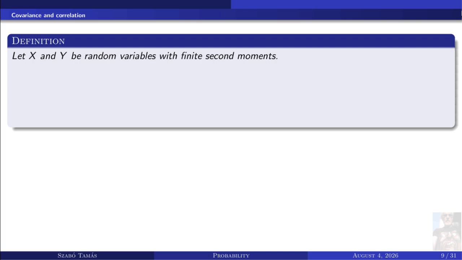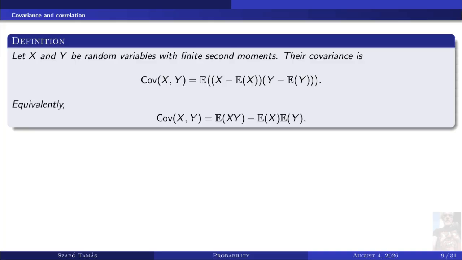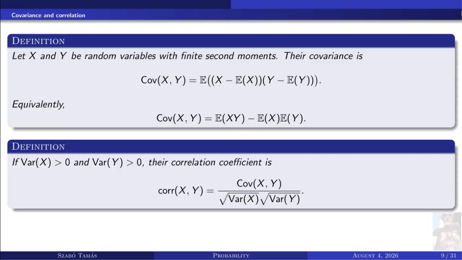We now introduce covariance and correlation. Let X and Y be random variables with finite second moments. Their covariance is E of the product of (X minus E[X]) and (Y minus E[Y]). Equivalently, cov(X, Y) equals E[XY] minus E[X] times E[Y]. If the variances of X and Y are positive, then their correlation coefficient is cov(X, Y) divided by the square root of Var(X) times the square root of Var(Y).